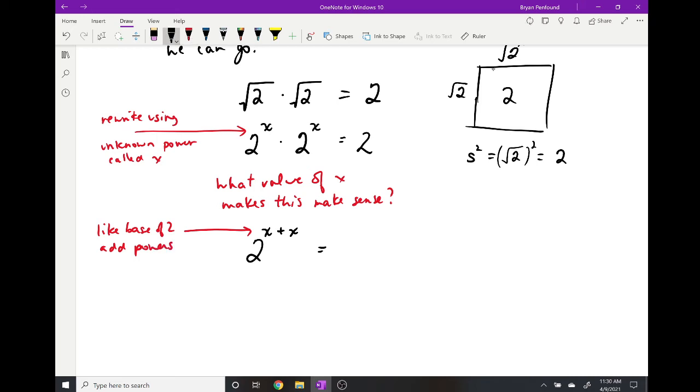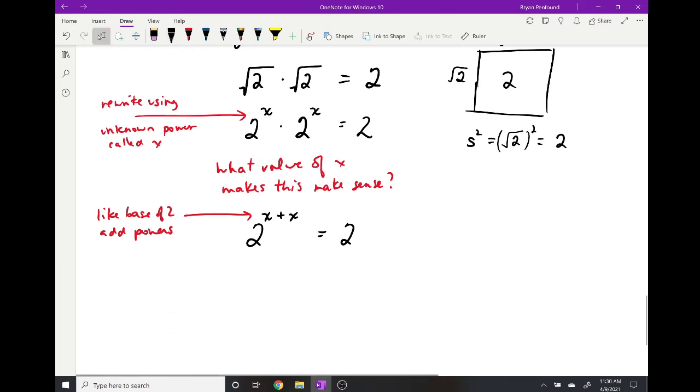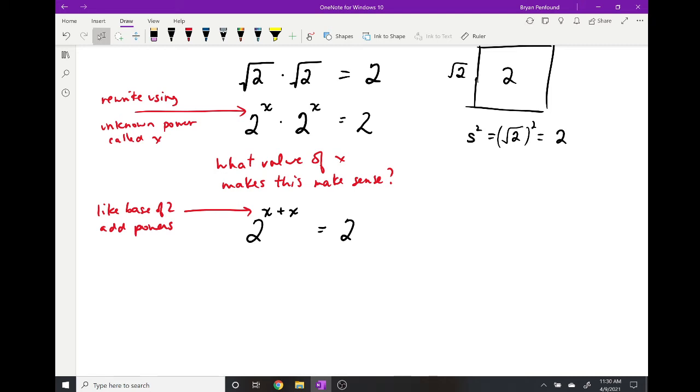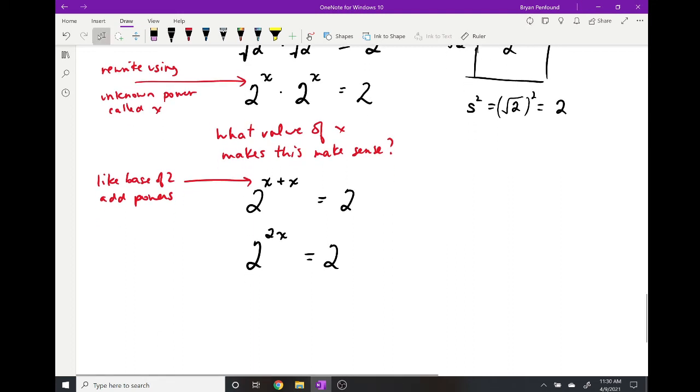Okay, so we know that 2 to the x plus x is equal to 2 in this made-up scenario that we've dreamt up. But we know what x plus x is. We've done a little bit of work with algebra so far, so we know this is going to be 2x. And not only do we know that about the left-hand side, we know some information about the right-hand side as well. We know that this 2 by itself is really like 2 to the power of 1. We just don't typically write this number 1.